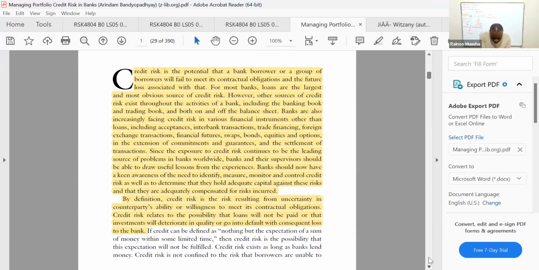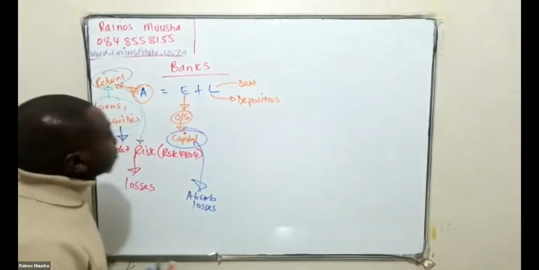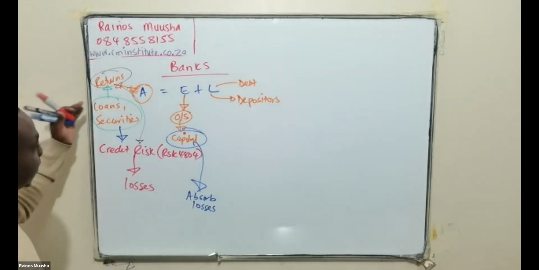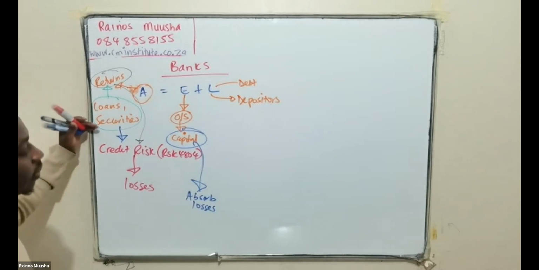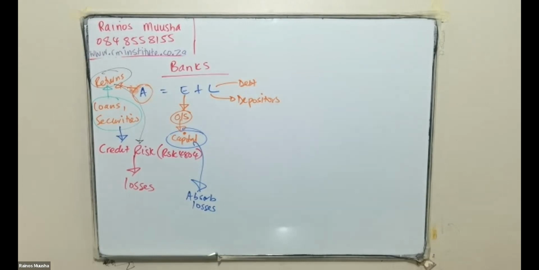So here they say, by definition, credit risk is the risk resulting from uncertainty in the counterparty's ability or willingness to meet its contractual obligations. So credit risk relates to the possibility that loans will not be paid, or that investments will deteriorate in quality or go into default, with consequent loss to the bank. So when we talk about credit risk, we're basically saying the contractual party fails to meet their obligations, whether it's loans or securities that the bank is invested in.